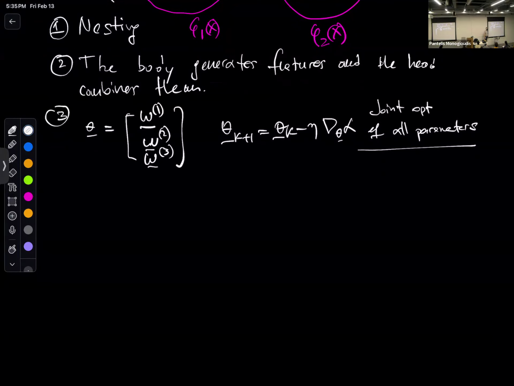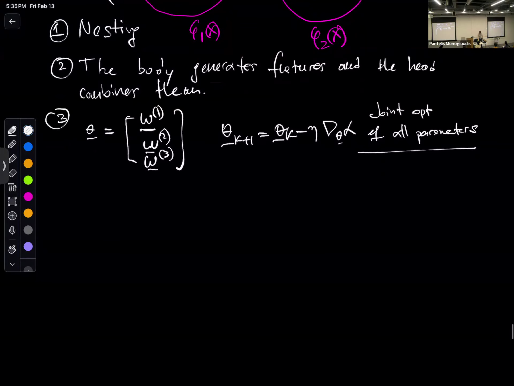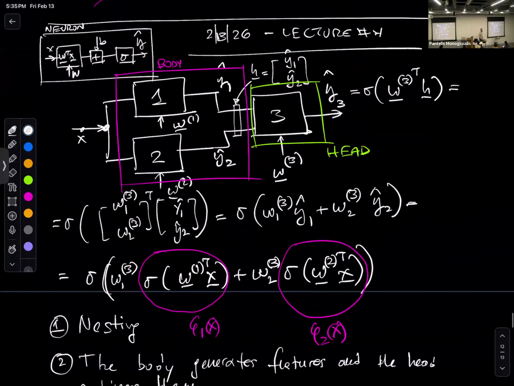Okay. Yes, question. How does neuron 1, 2 differ? How neuron 1 and neuron 2? The difference is that they are forming different features from the same X. They are transforming X in different points in space, because W1 and W2 are different from each other.